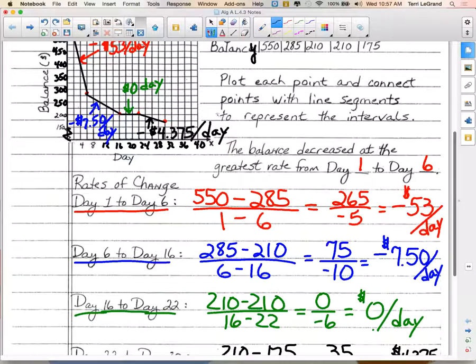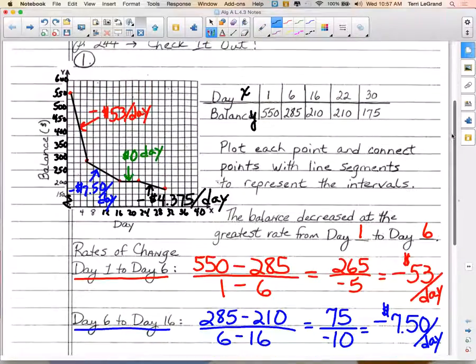And now let's see. Did we answer our question right? The balance decreased at the greatest rate from day 1 to day 6. True or false? True. Yeah. The greatest negative value we got was that first interval, the negative $53 per day.